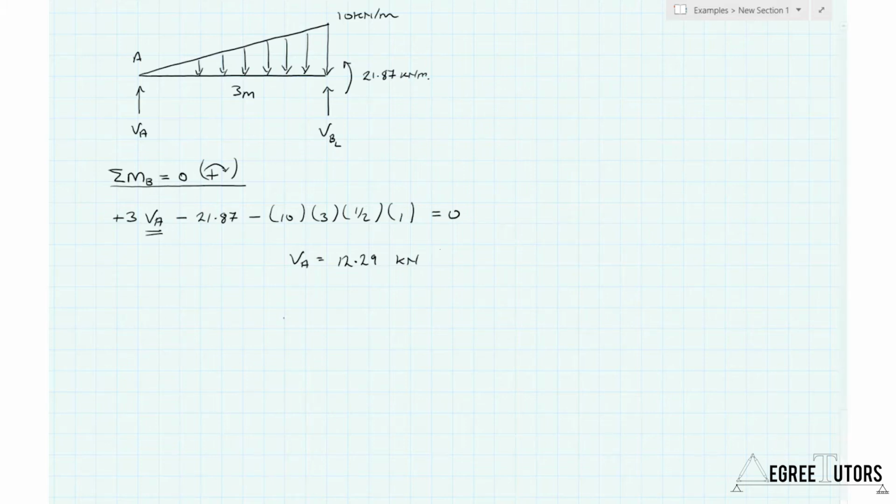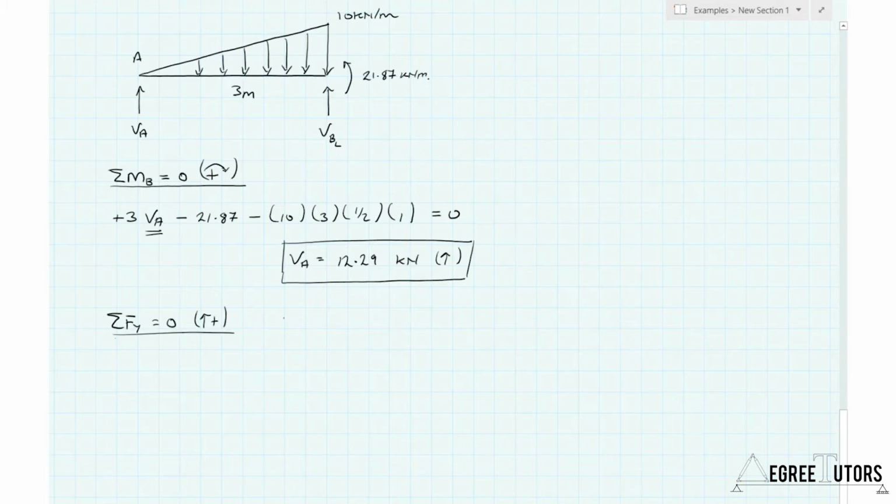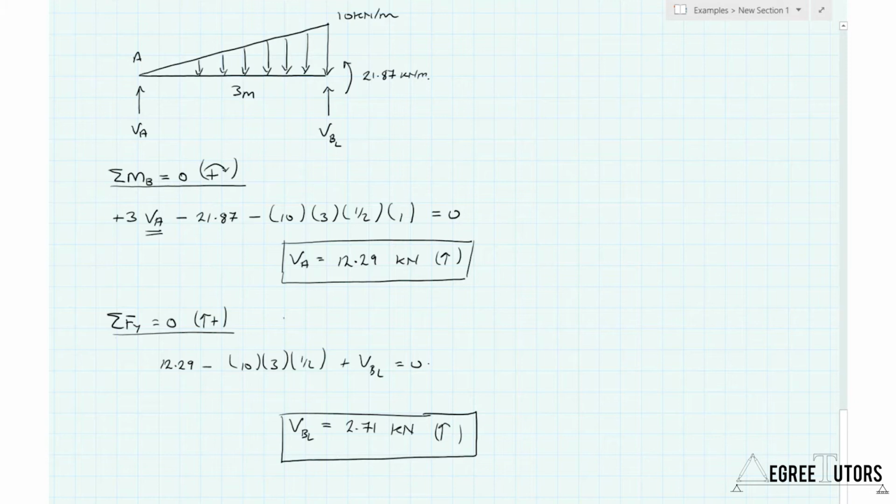So everything in this phase of the solution, in this free body diagram phase of the solution, is all going to be solved using equations of equilibrium. So now we can simply evaluate the sum of the forces in the vertical direction. So we have VA, which we just worked out, so that's 12.29 minus 10 times 3 times a half plus VBL equal to 0, and that will give me VBL equal to 2.71 kilonewtons. Okay, and because that's a positive number, that means that that force acts in the direction that I assumed, which was upwards.